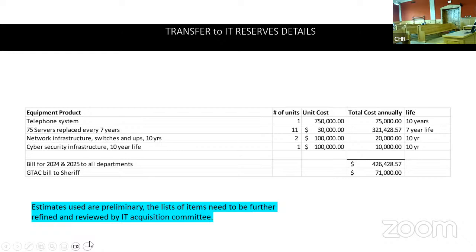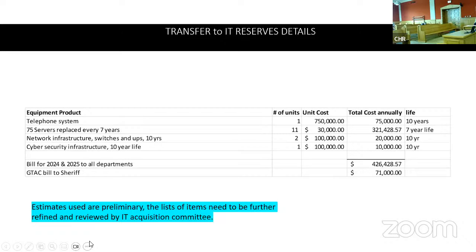So we selected a few of the major items that look like we need to start planning for. And so telephone system, I know we just purchased one. And so this is setting aside money every year for the next 10 years to basically plan for the next replacement.